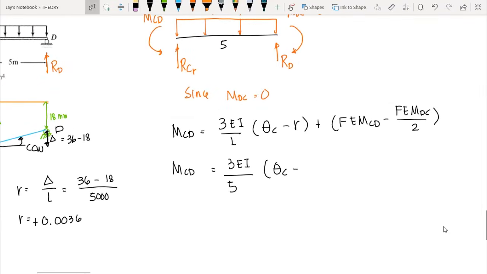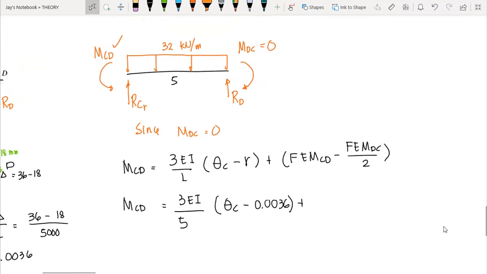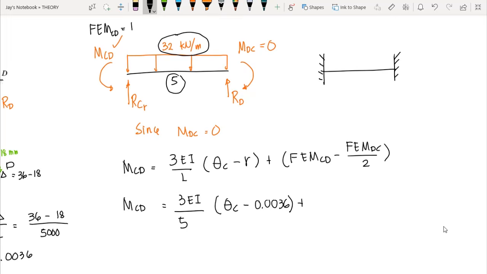So we have minus R. Our R here is positive 0.0036 plus the fixed end moment CD. Again, we have the same fixed end moment with the previous free body diagram because we have the same load as the others and the same length as the other free body diagram. So therefore, our fixed end moment here, CD, is positive 66.667, and here we have FEM DC is equal to negative 66.667.